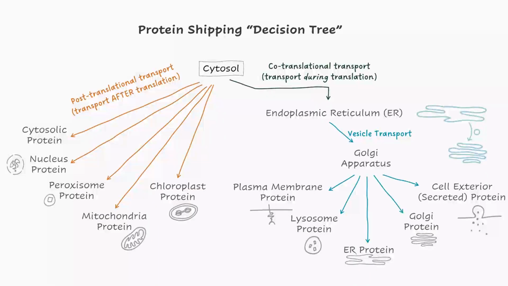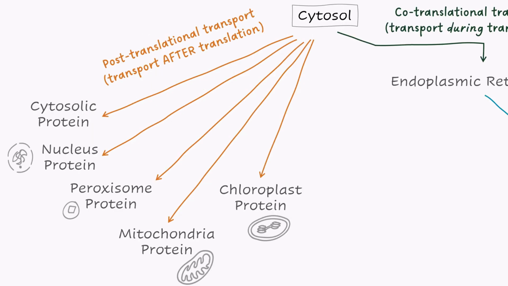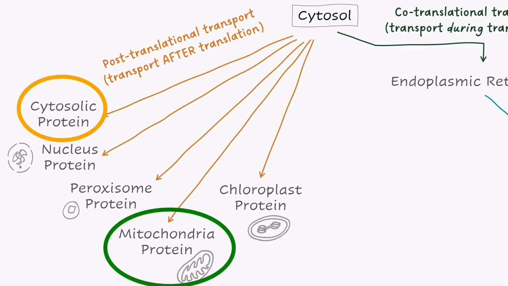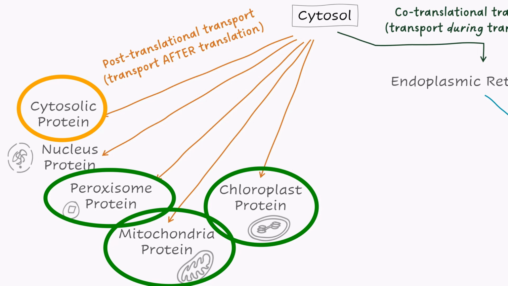Proteins that are made in the cytosol that do not enter the endoplasmic reticulum during translation may stay permanently in the cytosol. However, they may also be shipped to other non-membrane destinations in the cell. For instance, proteins bound for the mitochondria, chloroplasts, and peroxisomes are usually made in the cytosol and delivered after translation is complete. This is true for proteins bound for the nucleus as well.